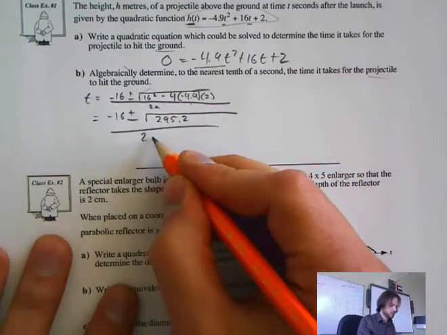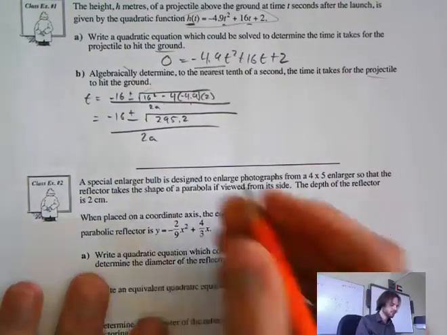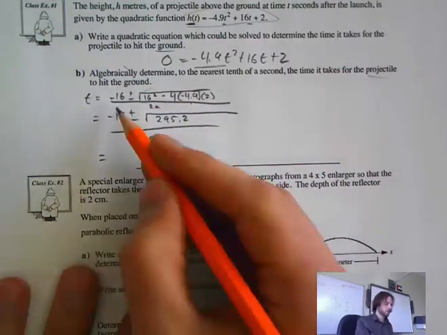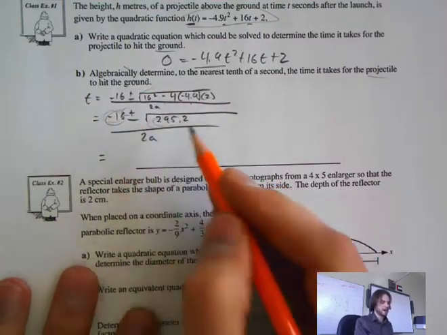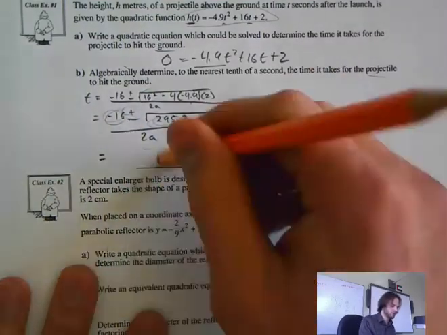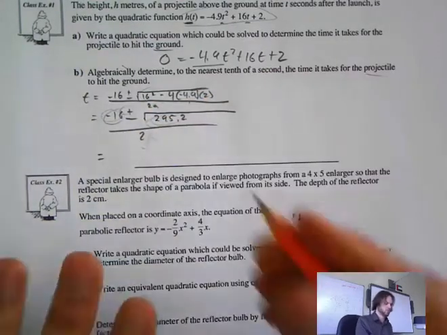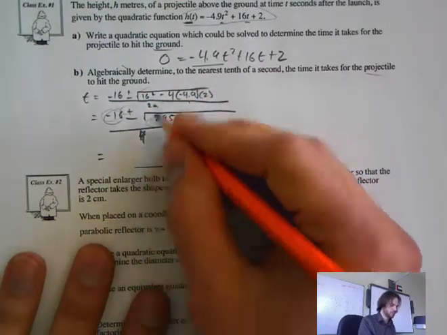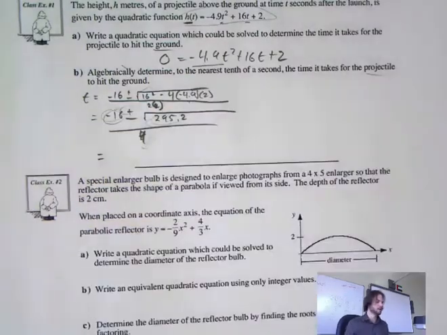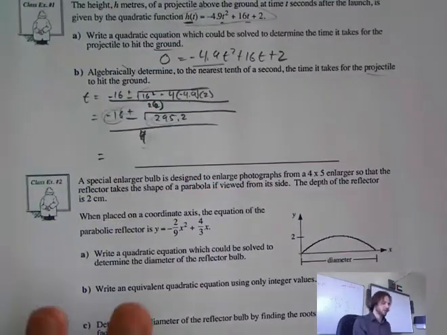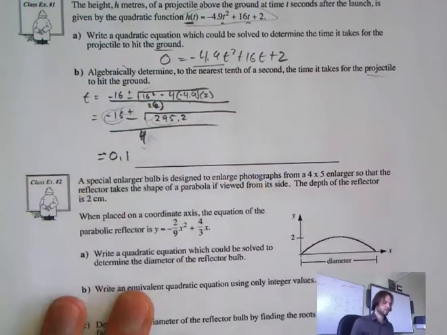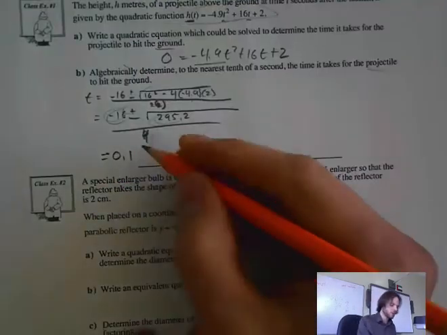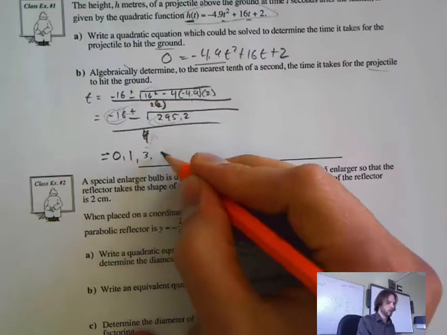All over 2a. Okay? So now I have to go this plus that, and then this minus that, and both of them divided by 2a, which is 2 times 2, which is 4. That should be 2, sorry. Then, if we calculate that out, I'm going to get 0.1 for one of them, and the other one I'm going to get 3.4.